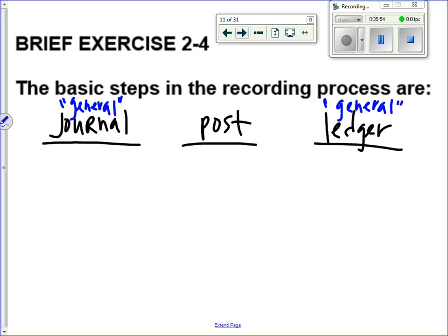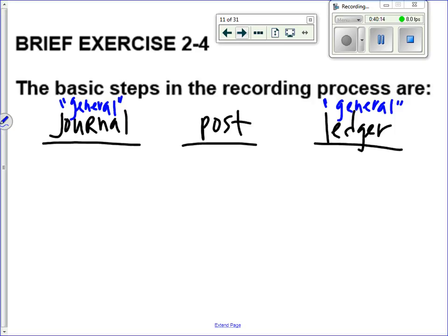If you think what we're doing right now is a little scary, later in the book you're going to learn that there's 5 journals, not just one, and there's 3 ledgers, not just one. So that's why let's get used to calling these general journals and general ledgers, because later on we're going to learn about all the special ones.